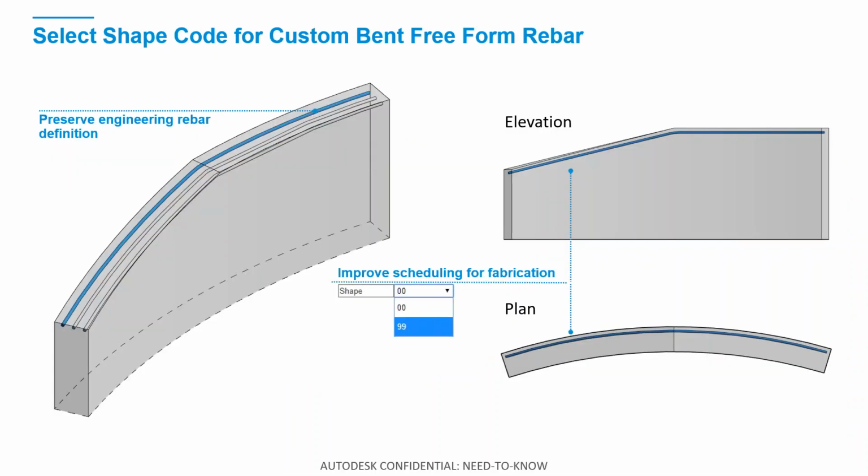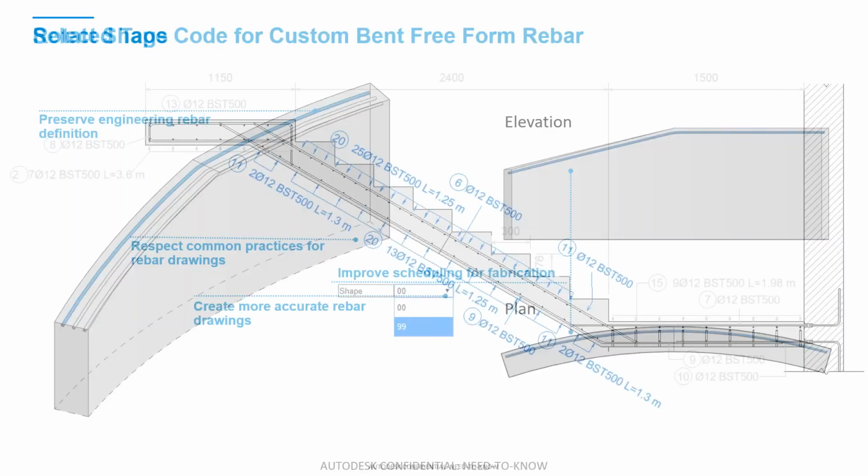Okay, and for the Freeform Rebar functionality, which allows modeling any geometry of reinforcement, so 3D, however complex, we now have the option to specify a shape code for these weirdly shaped bars, and this should improve the scheduling and allow a better definition of which bars will be bent in the shop and which bars will be delivered and bent on site.